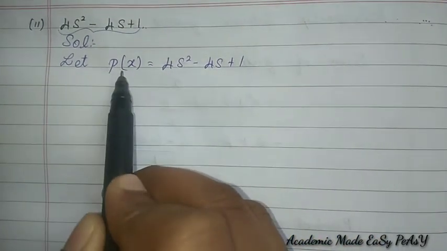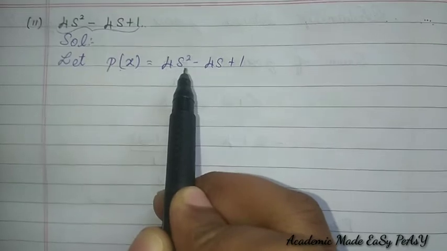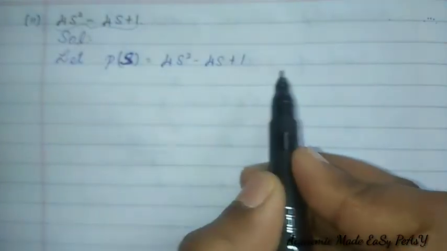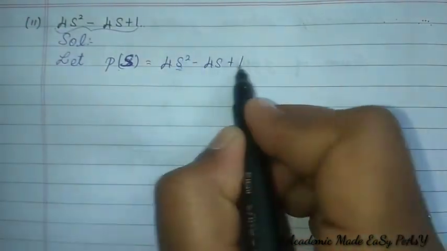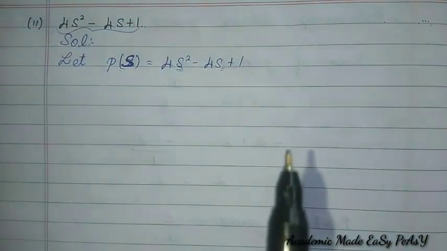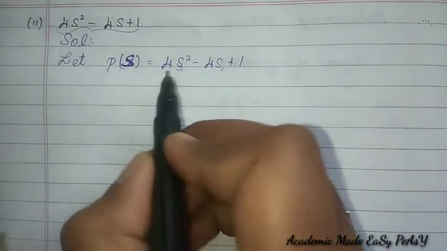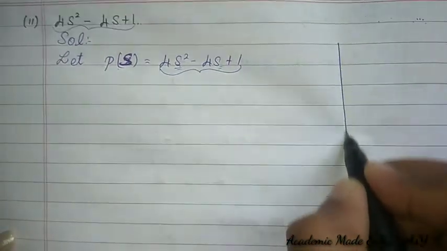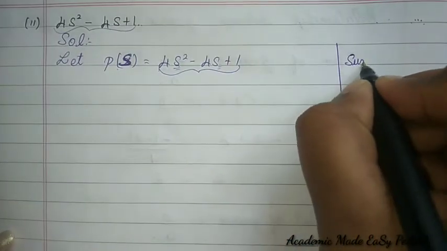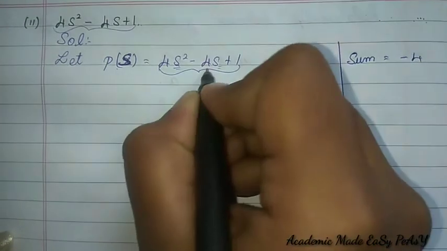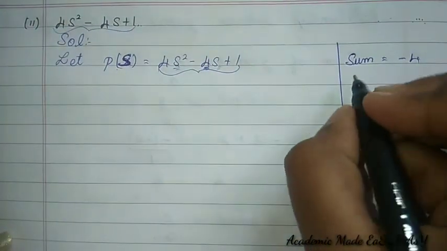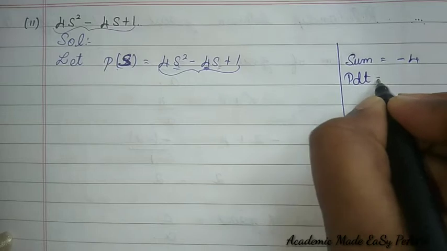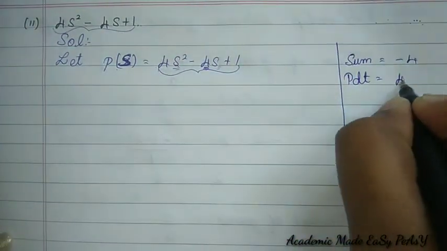So I have taken this as let p of x is equal to p of s. So this will be p of s is equal to 4s square minus 4s plus 1. So whatever variable is given, you have to take that variable. So now let's find through the factorization method. So therefore I will have my sum as minus 4. This one is minus 4, no? So minus 4, and my product is equal to 4 into 1, which is 4 only.